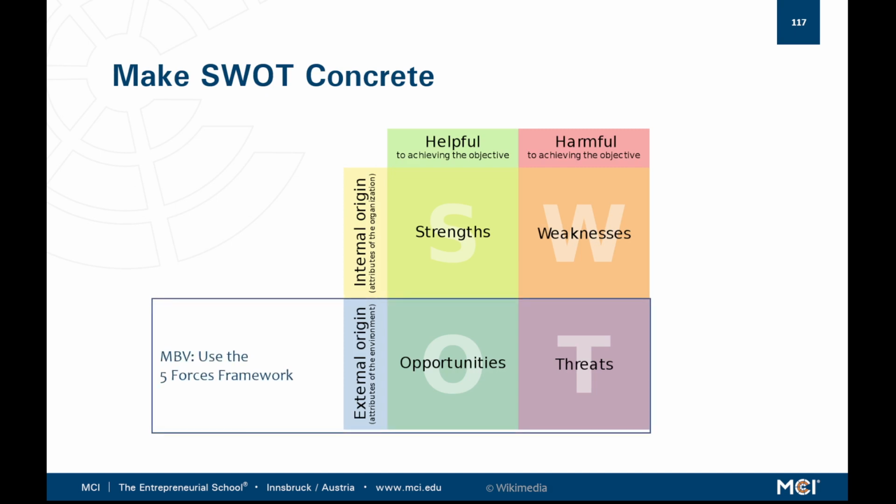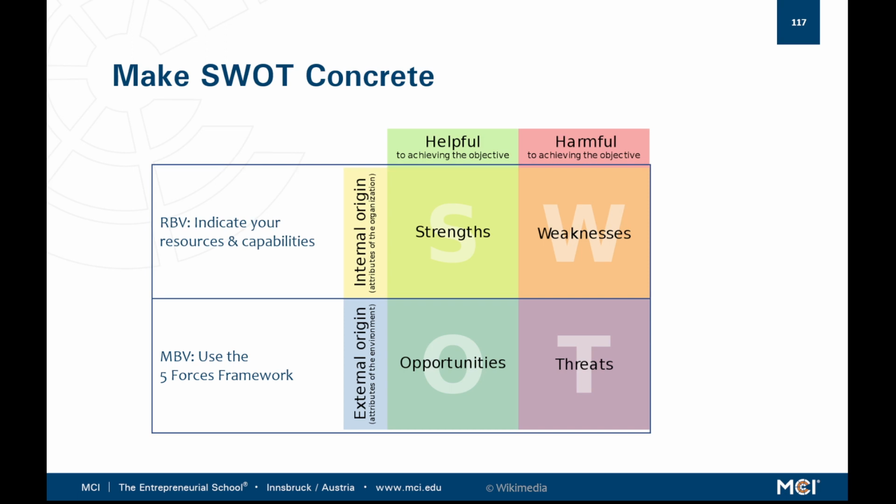Regarding how to make the SWOT analysis concrete, if you look at the quadrants of opportunities and threats, then actually there is the market-based view that is responsible for opportunities and threats for industry and market analysis. And one of the good tools to do the analysis is the 5 forces framework. And if you do it rigorously, then you automatically introduce structure and make your analysis concrete.